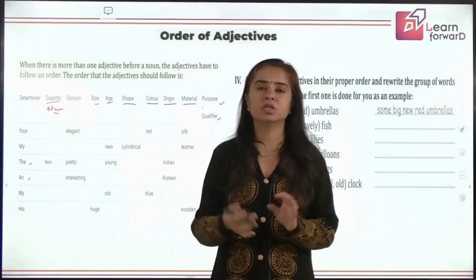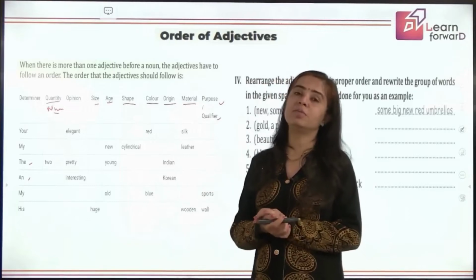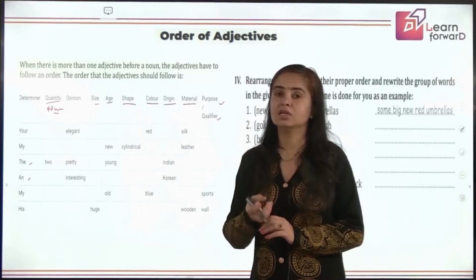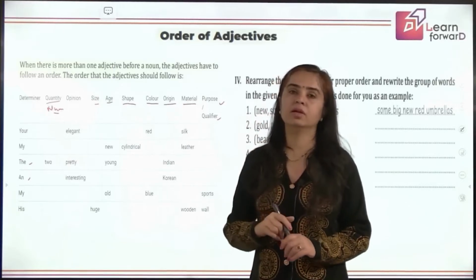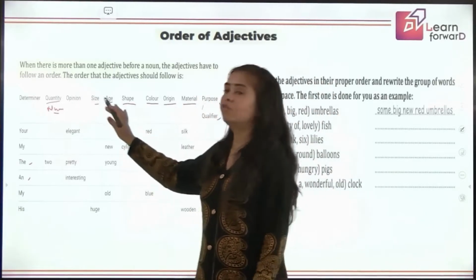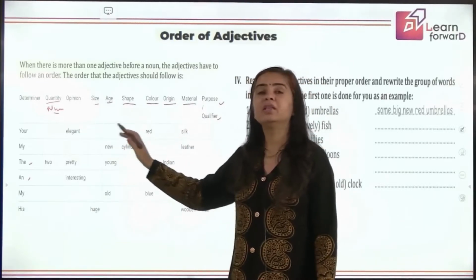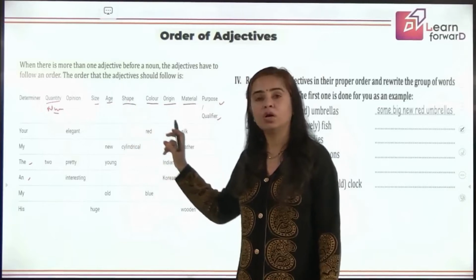What are we using it for? Suppose I say study table. So that means the table which is used for studying. So study is the purpose of that table, right? So these are the different categories, and not only the categories, we will write the adjectives in this order also.